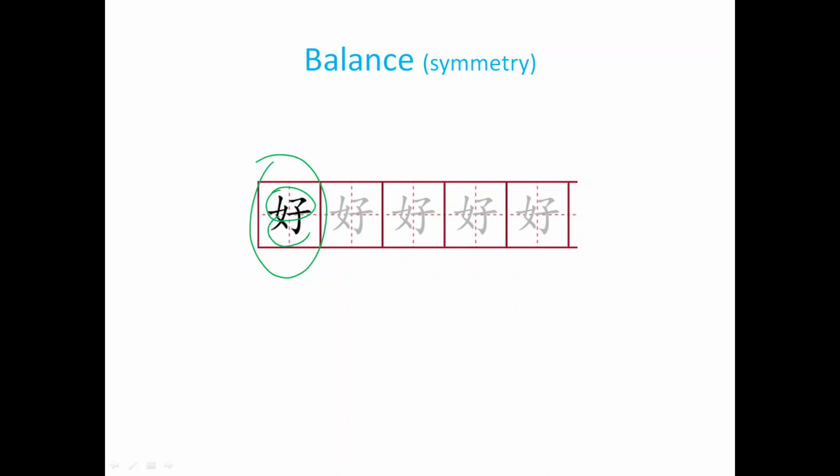bottom part, left part, and the right part well balanced. It's kind of like in symmetry. Of course, a line of words should be aligned. And every word should have a similar size.